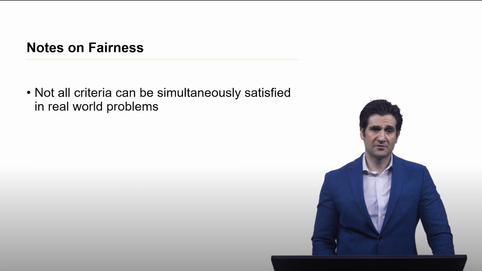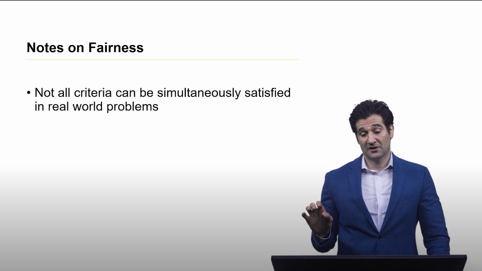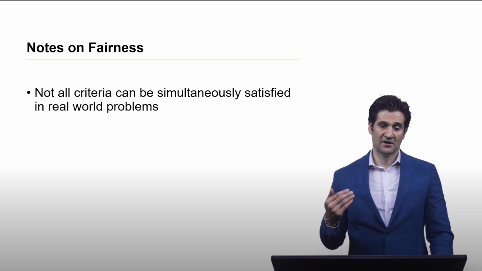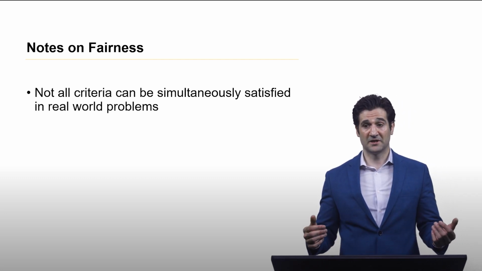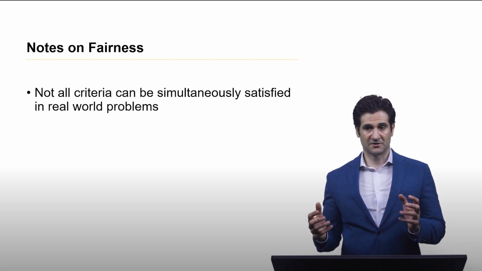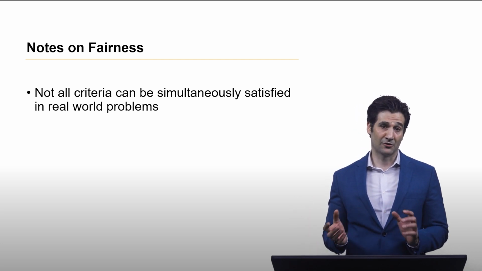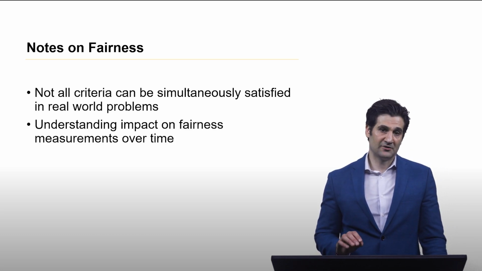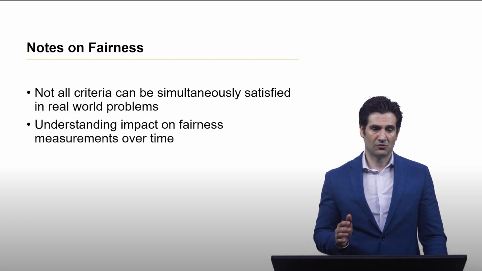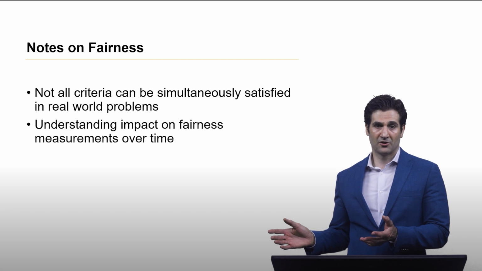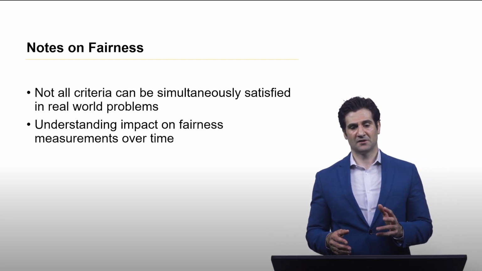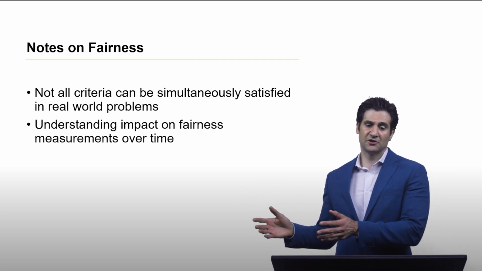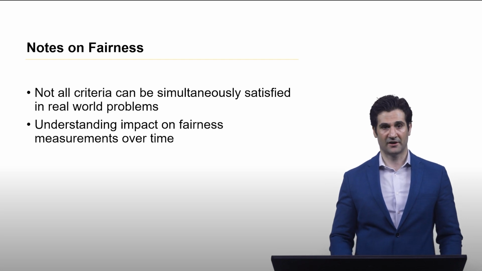So some notes on all these measurements. So first is that you're not going to meet all these criteria simultaneously. There's been research to show that it's very difficult to ensure that you could meet everything at once. And there's statistical and mathematical reasons for this. Understanding the impact of these measurements over time is also key. So looking at a snapshot may not be true over a longer period of time, and also enacting measures to ensure fairness could have effects that may in the future lead to the algorithm actually becoming unfair.